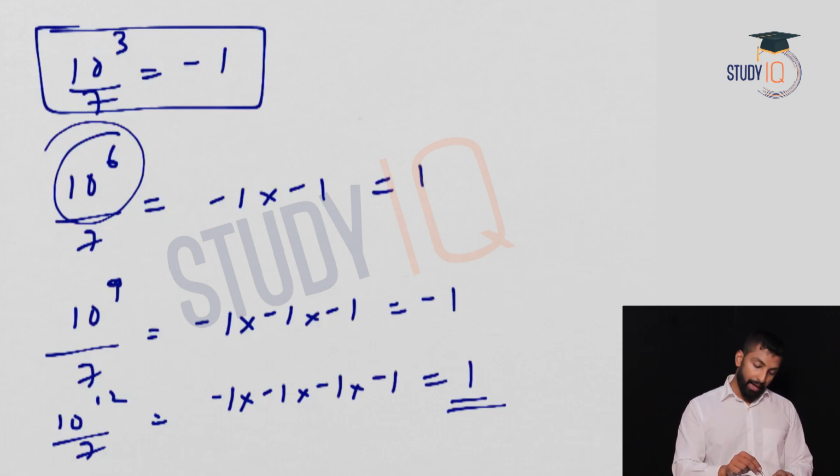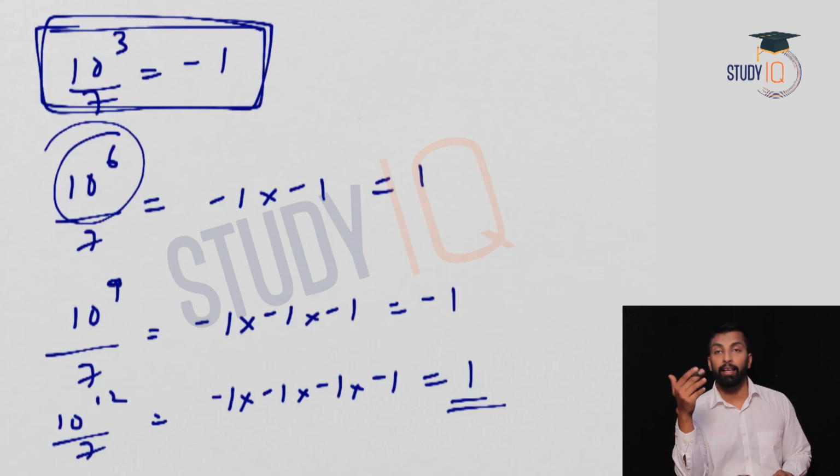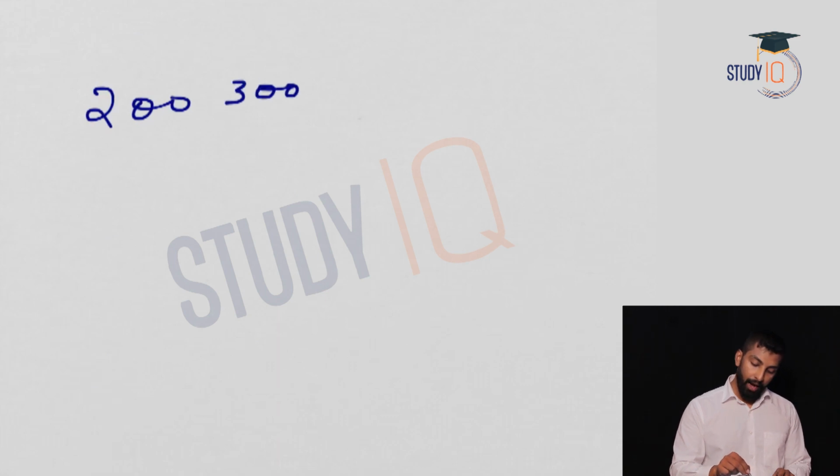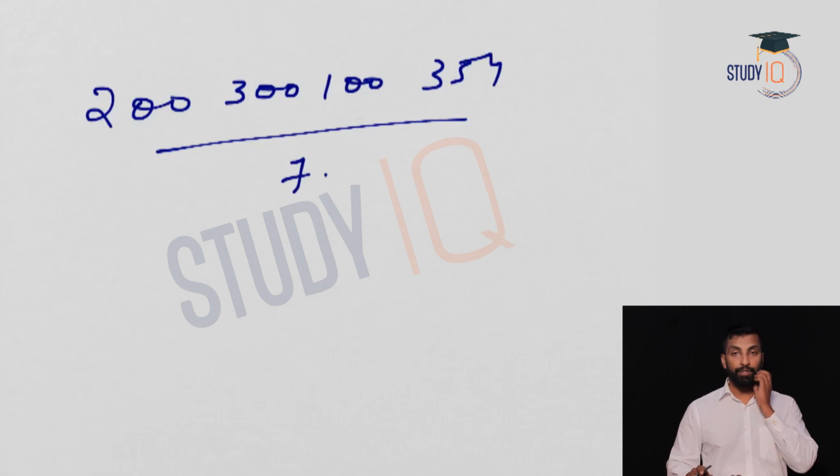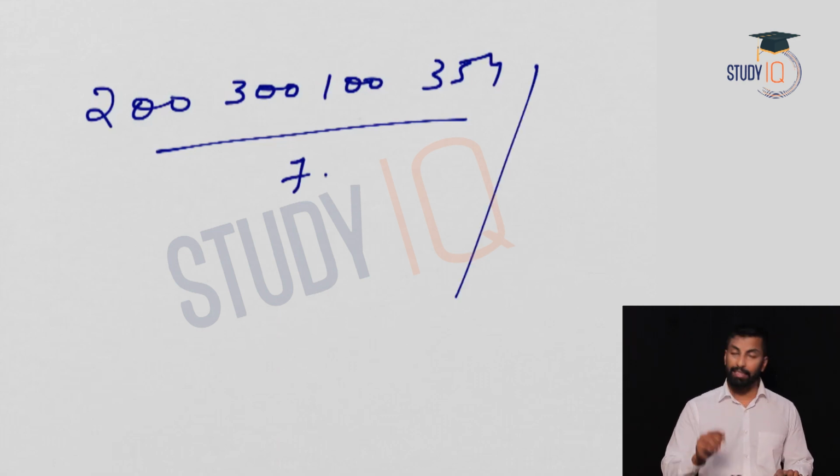So when you take the power of 3, if it is 10 raised to 3, minus 1; 10 raised to 6, plus 1; 10 raised to 9, minus 1; 10 raised to 12, plus 1; 10 raised to 15 will be minus 1; 10 raised to 18 will be plus 1. So after every third power it is changing, right? So what you need to do here is, if you take the previous question, 200, 300, 100, 354 divided by 7, this was your question. We need to discuss a method. The method is very interesting.